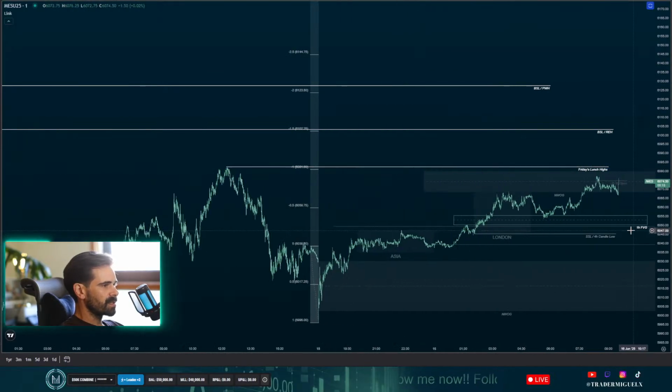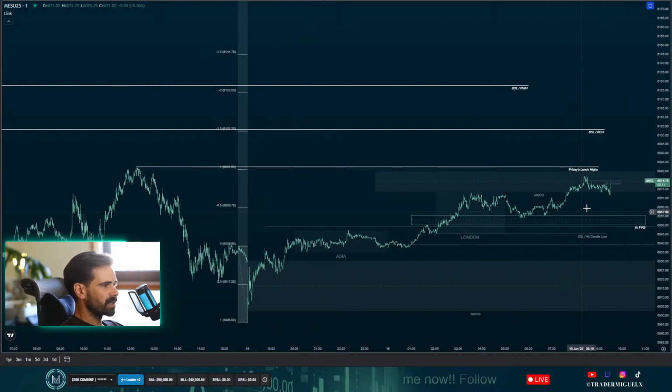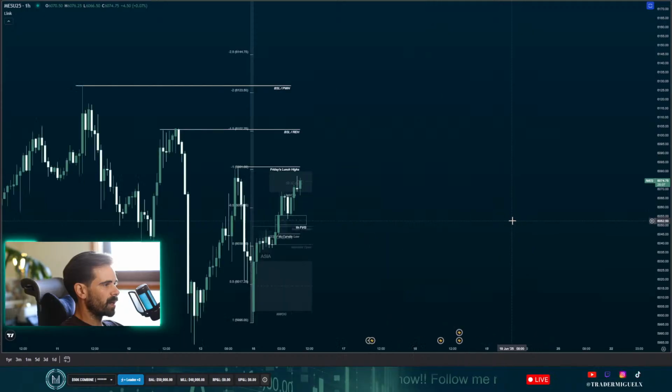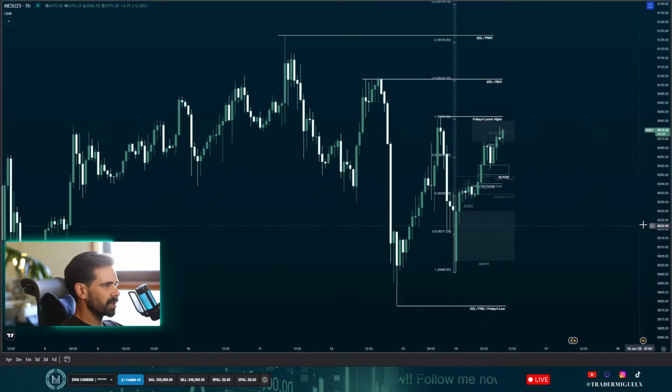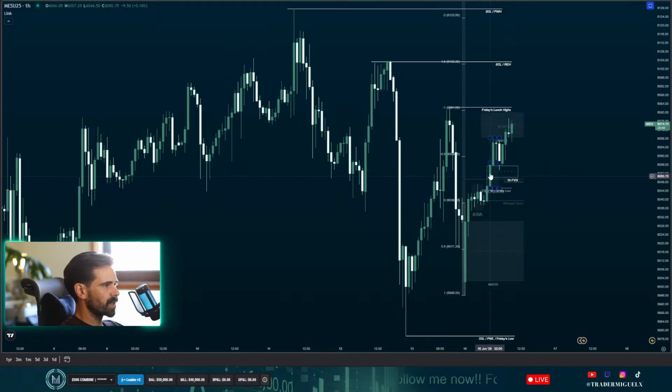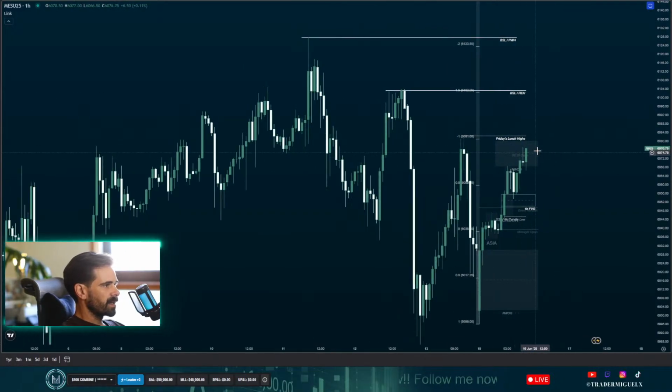Price is respecting bullish PD arrays right now. If you look into the 1 hour, you can see that price really is respecting bullish PD arrays. We have this one right here. Price came back, touched the order block, and reacted to the upside. So I guess the bias for today is bullish.